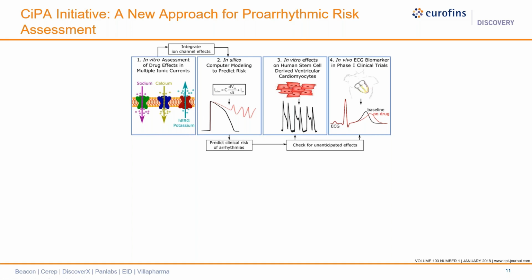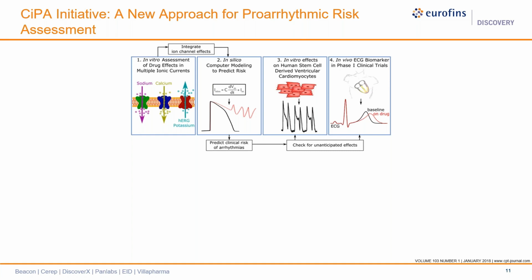Then, as a third step, you should check for unanticipated effects in human stem cell-derived ventricular cardiomyocytes. And you should perform phenotypic assays for that to see how the drugs affect the cardiomyocytes. As a last step, you should perform phase 1 clinical trials and focus on in vivo ECG biomarkers. And this allows a more integrated approach to assess for proarrhythmic risk.